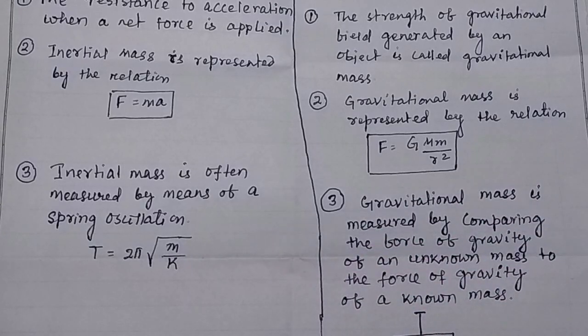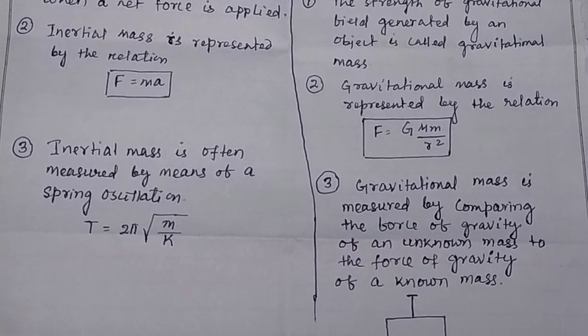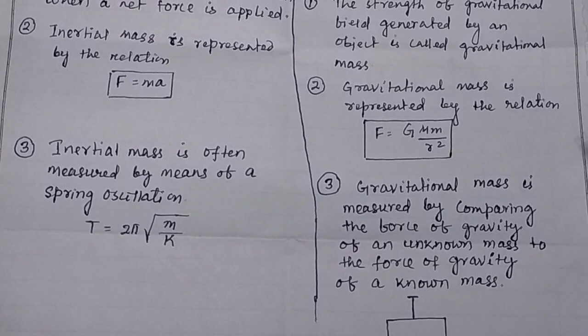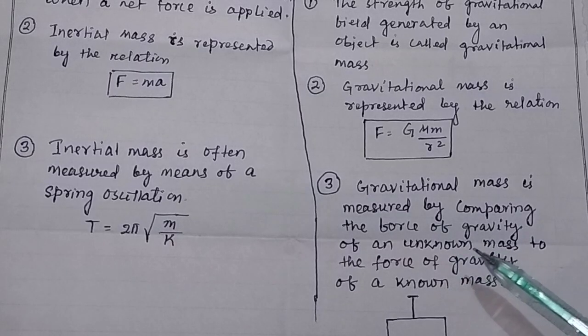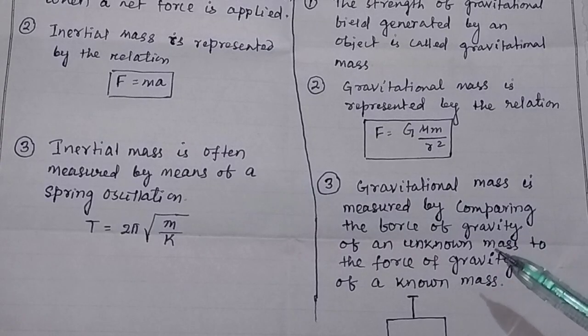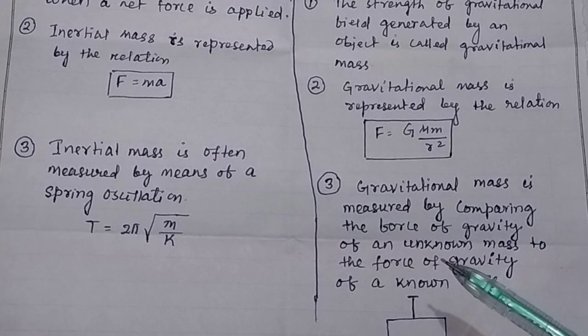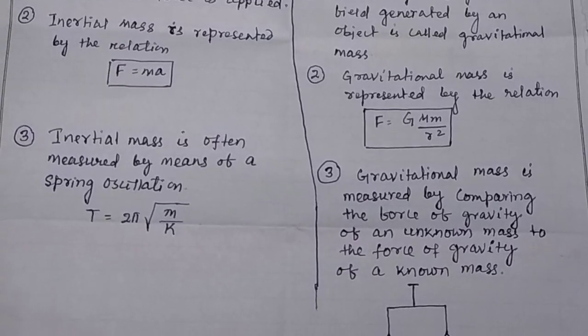And how can you calculate the gravitational mass? Experimentally, gravitational mass is measured by comparing the force of gravity of an unknown mass to the force of gravity of a known mass. By comparing these, you can find out the gravitational mass.